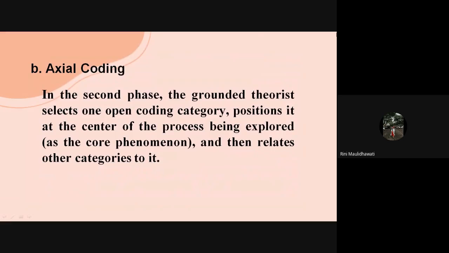For part B, the second phase is axial coding. In this phase, the grounded theorist selects one open coding category, positions it at the center of the process being explored as the core phenomenon, and then relates other categories to it.